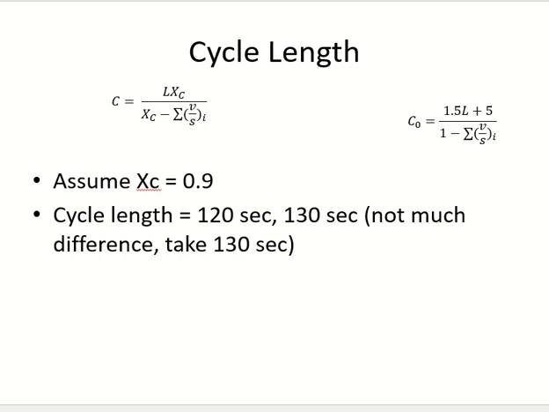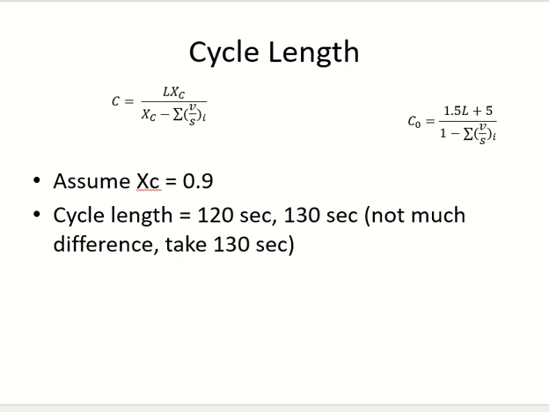Okay, XC we have to decide. We decided 0.9. In this case, the summation of V by S ratio we already calculated, so everything is done here. We got the cycle length from one equation as 120 seconds, and from the other equation 130 seconds. You can see there is not much difference between the values, so we have taken only 130 seconds. The rest of the calculation is according to 130 seconds.